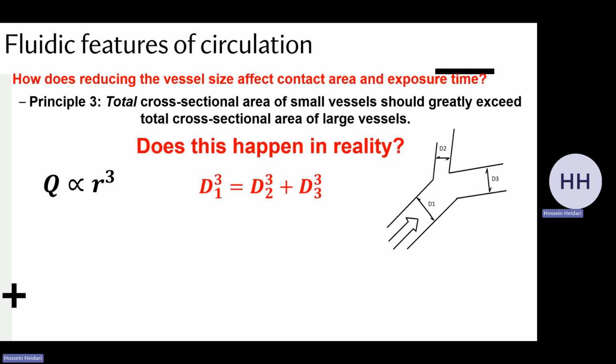So the question is really, how do these two compare? D1 squared, how does that compare with D2 squared plus D3 squared? These are the area terms, right? So the cross-sectional area is the square of the diameter or the radius. The question is, how does this compare? Is it equal? Is it smaller or is it larger? So this is really the question we need to answer.